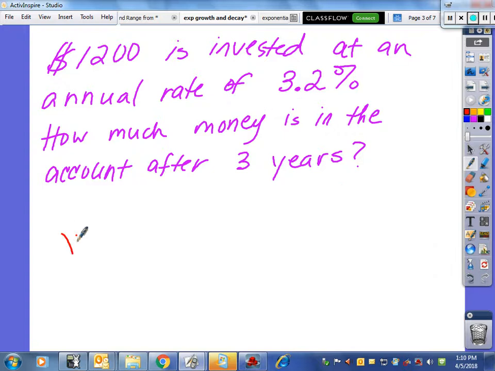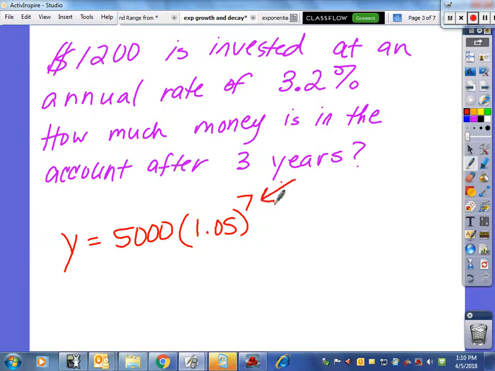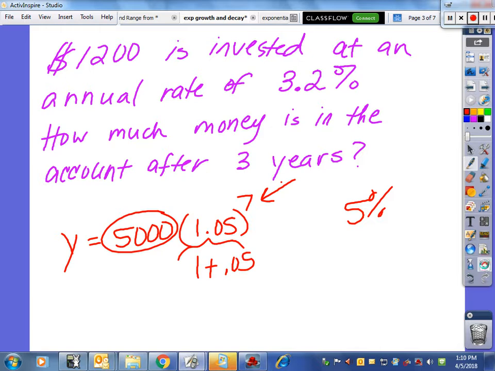Okay, now look at this problem. Same thing, I'm putting money in a bank. How long am I leaving it in the bank? 7 years. Can you tell what my interest rate is? 5%, because 1 plus 0.05 is how we got this 1.05. How much money did I start with? $5,000.